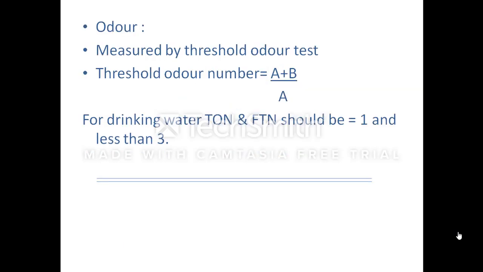Similarly, the odor of water is measured by threshold odor test, where the water sample is mixed with odor-free water and the threshold odor number is given by (A + B) / A, where A is the volume of water in ml, and B is the volume of odor-free water in ml. For drinking water, threshold odor number and flavor threshold number should be 1 and it should be less than 3.